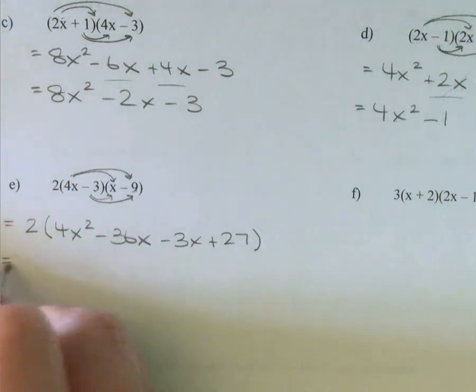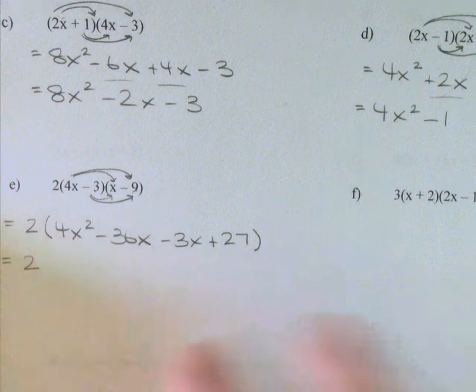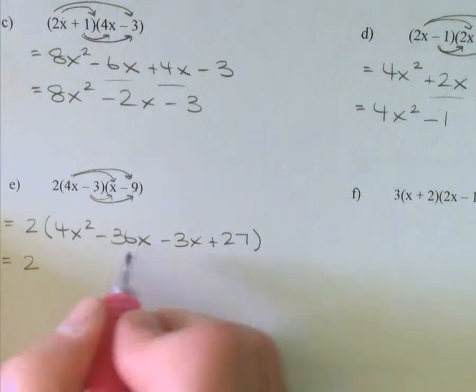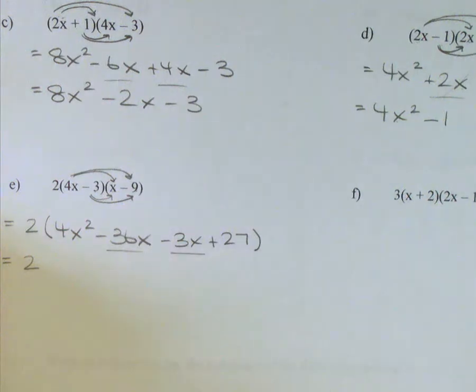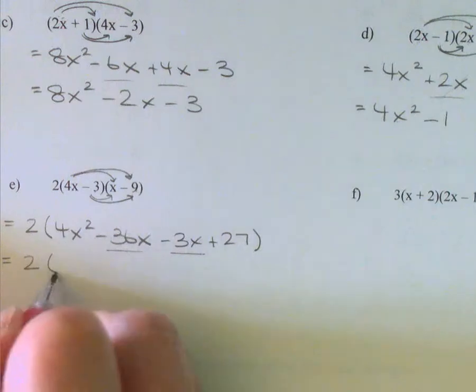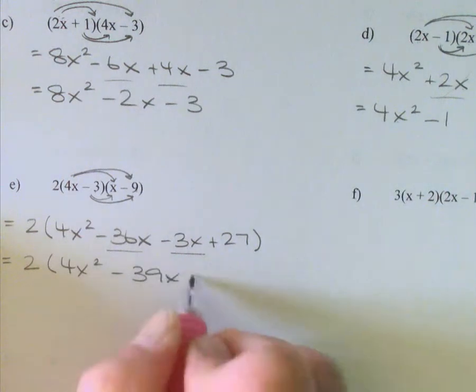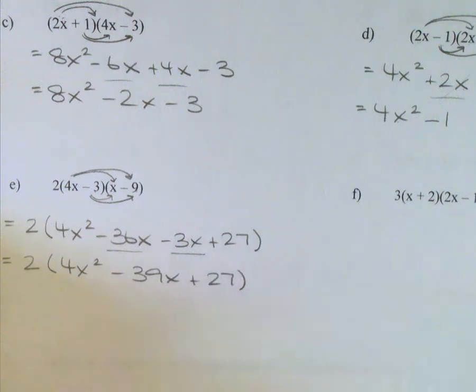So I'm going to hit equals, and then I'm going to get 2, because inside the brackets, I'm still not finished. I need to collect terms inside the bracket. Okay, so there are like terms still left. So I'm still going to put a bracket. I'm going to do 4x squared minus 39x plus 27.